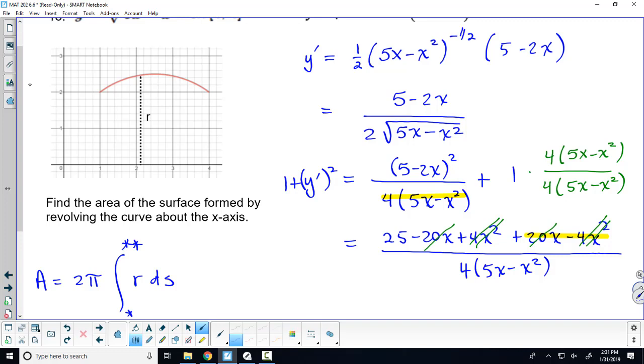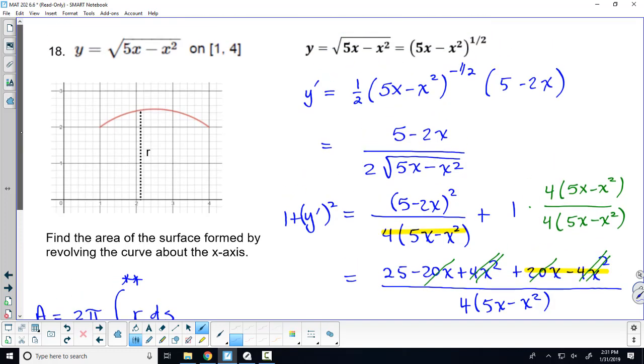This right here? Yeah. So after we have y prime, then we square it and add 1. I was just wondering where the 2 came from. I have 5 minus x. Right here? Yeah. So that comes from the derivative of the inside. When we use the chain rule, the half comes down in front, we subtract 1. The derivative of this expression is 5 minus 2x.